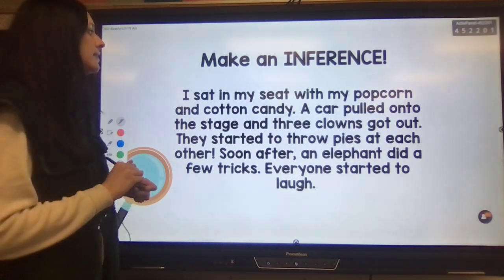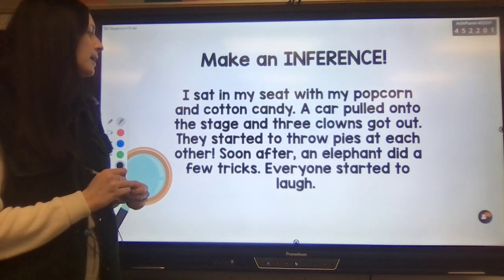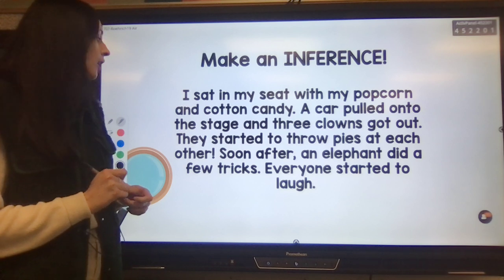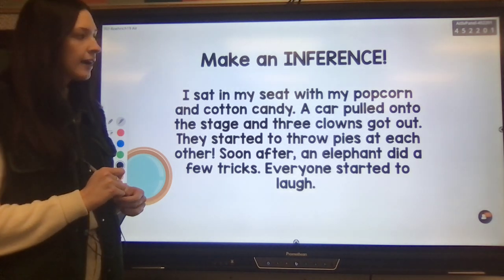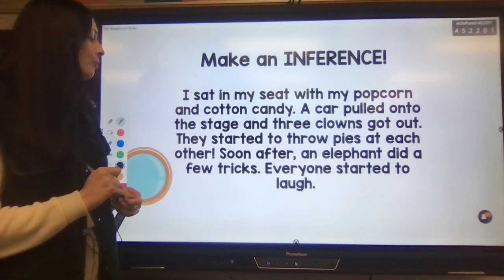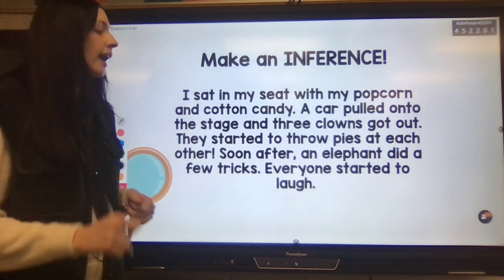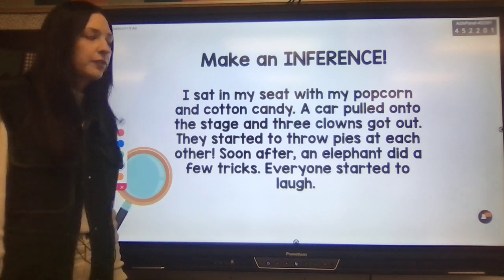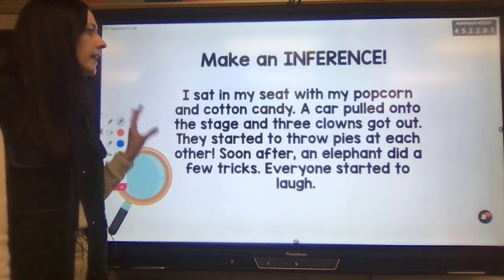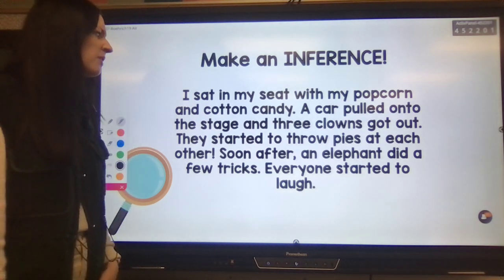All right, our last passage. I sat in my seat with my popcorn and cotton candy. A car pulled onto the stage and 3 clowns got out. They started to throw pies at each other. Soon after, an elephant did a few tricks. Everyone started to laugh. Okay, so again, there are some words that are sticking out to me right away.